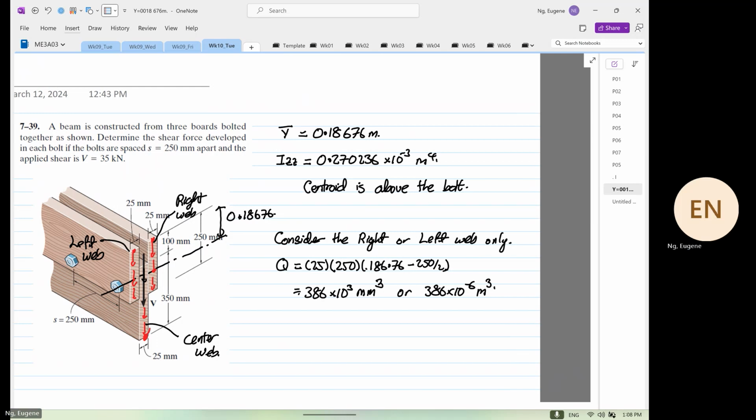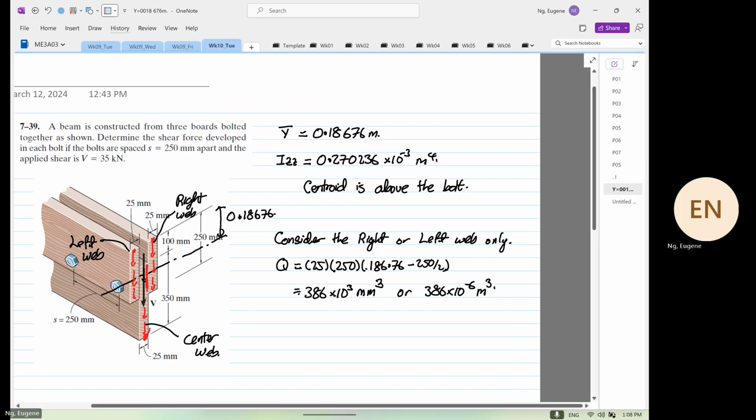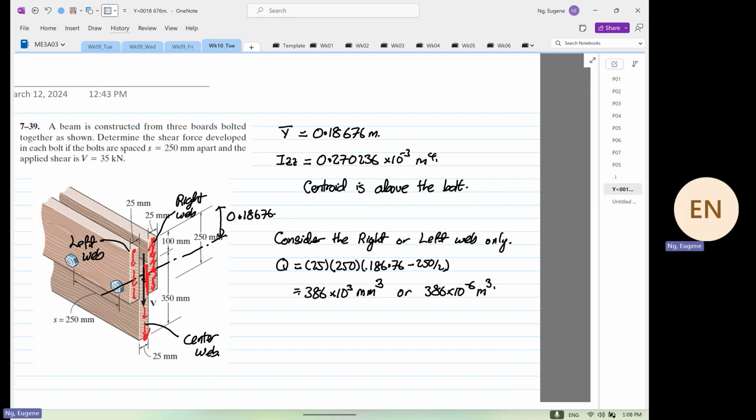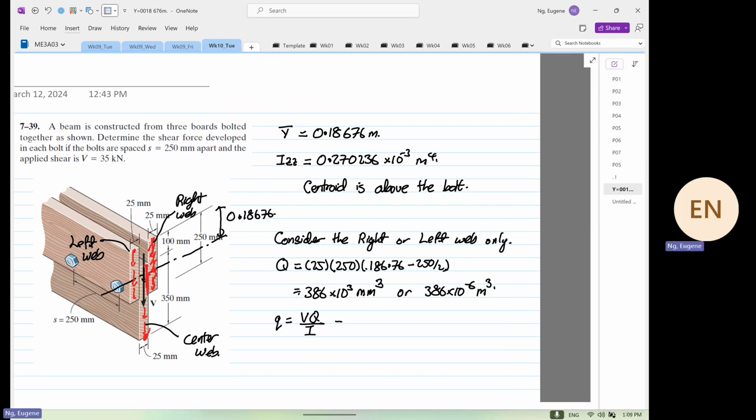Okay. Now, for this case, when you consider one side, the failure is what? The failure is only over here. Yes or no? Because you only consider one plate, the failure is only on one side. Are we clear? Okay. So from here, we can calculate that our q is equal to VQ over I. Our V is equal to 35 times 10 to the power 3. Our Q is equal to 386 times 10 to the power minus 6. And then divide by I.